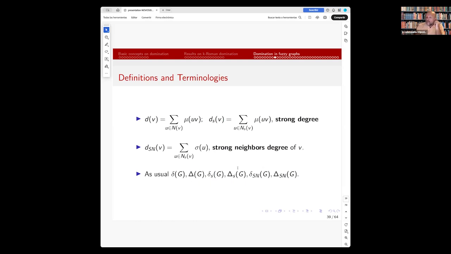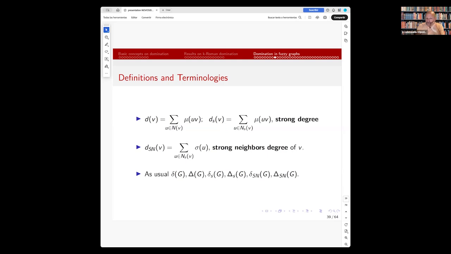Based on the concept of strong edge, we can define concepts similar to those we know in classical graphs, such as the degree. But in this case, we have different ways of defining the concept of degree. We can define the degree of a vertex as the sum of all the membership values of all the edges incident with the vertex, or we can speak about the strong degree, in which we only take the value of the edges that are strong.